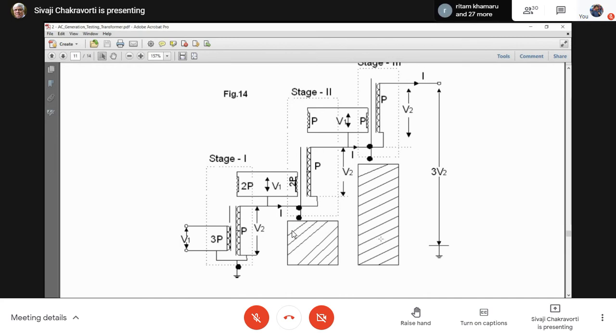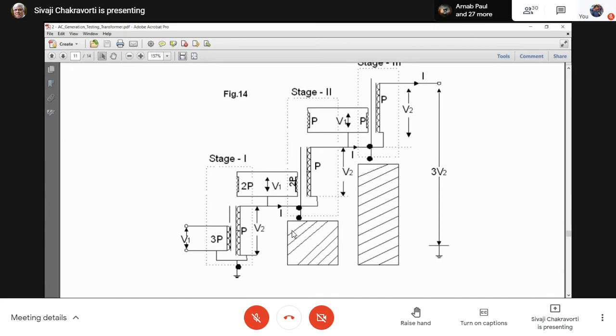And look at the connection, very interesting: the high voltage terminal of the secondary of the first one, on the left side, is connected to the lower terminal of the secondary of the second one. Then the high voltage or upper terminal of the second one is connected to the lower terminal of the third one. In this way, you can see the three secondaries are in series. That means if the voltages are V2, then I get V2 plus V2 plus V2, 3V2. This is called the cascade connection.